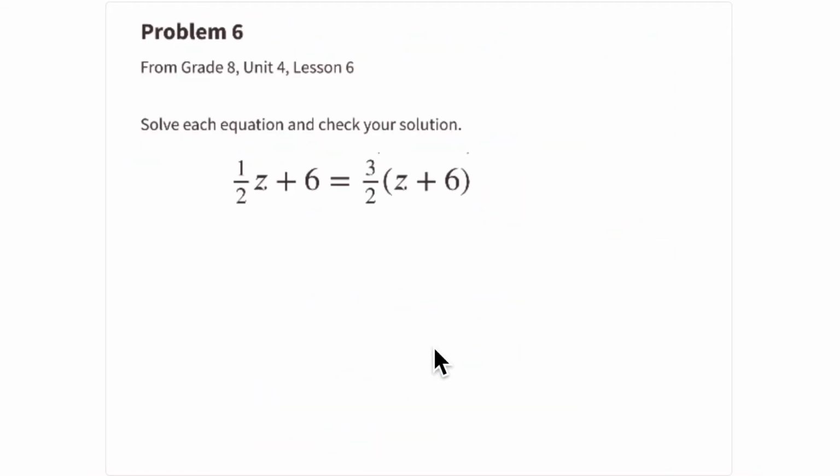All right, the next problem. So I look at this, and the first thing I think of is to get rid of the 2 in the denominator, get rid of the halves. The way you do that is you multiply by 2. So multiply each term by 2.